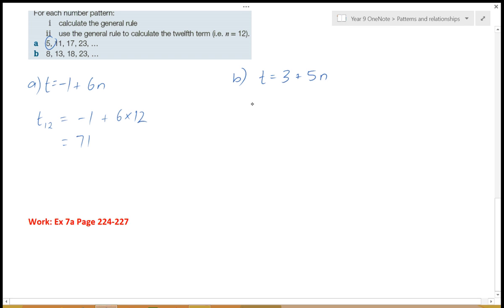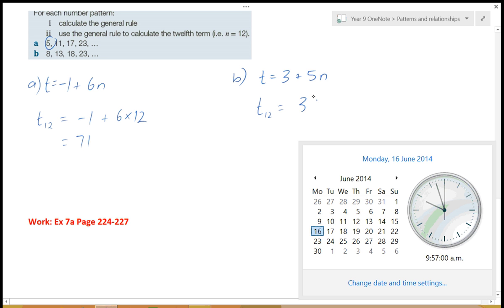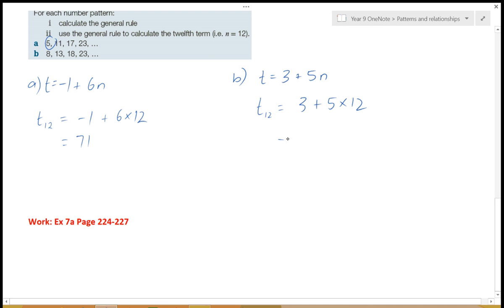So if we're looking for the 12th term, if we're looking for t equals 12, what's our formula going to read? Megan? 3 plus 5 times 12. And that's going to give us 60 plus 3, so 63. Okay. All right. Oliver? Because our first term is 8, and we're adding 5 each time, we have to think, well, what plus 5 would give us 8 for our first term? Well, 3 plus 5 would give us that.